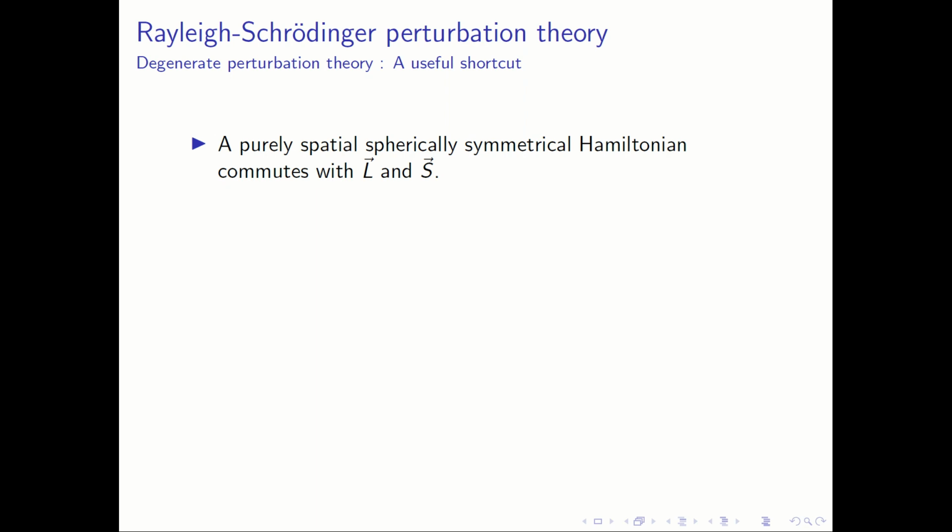Now, for such a spherically symmetrical Hamiltonian, this has to be rotationally invariant, which means the operators which generate spatial rotations, namely L1, L2, L3 or Lx, Ly, Lz, must commute with the Hamiltonian. Of course, this Hamiltonian is purely spatial, so it does not have anything to do with spin, so it obviously commutes with spin. These are operators which act on different vector spaces, so they commute trivially.